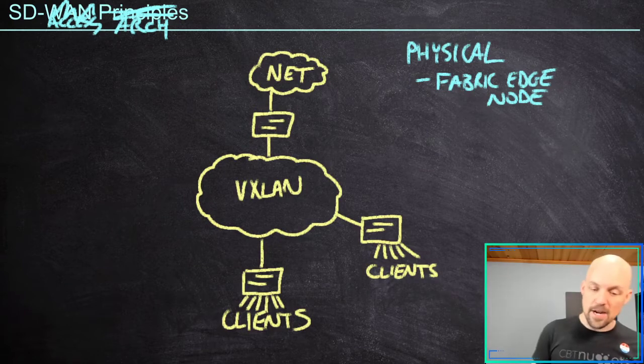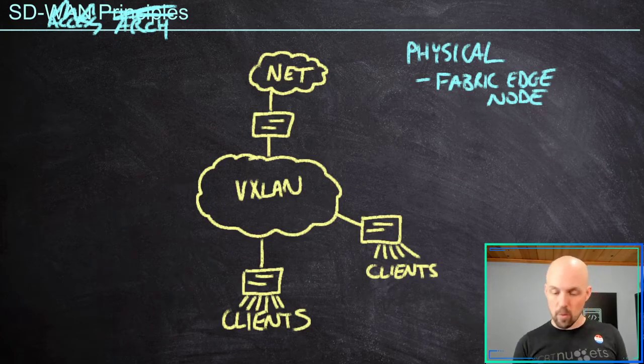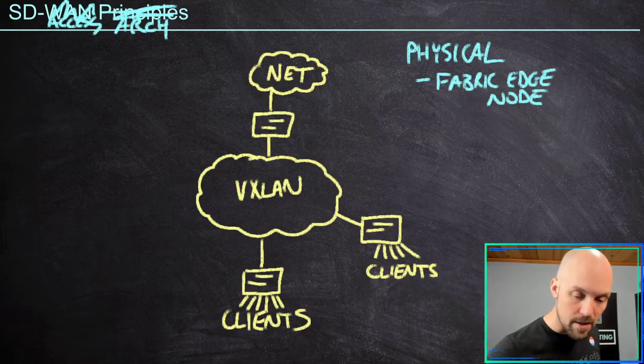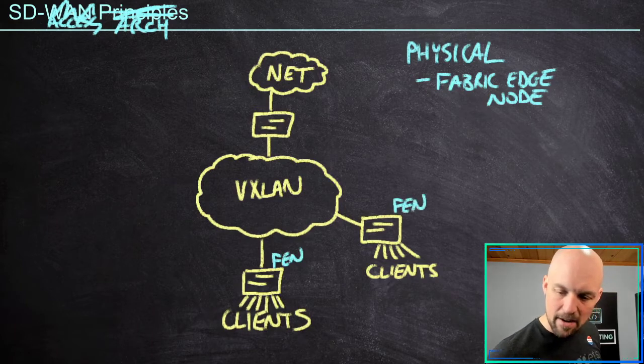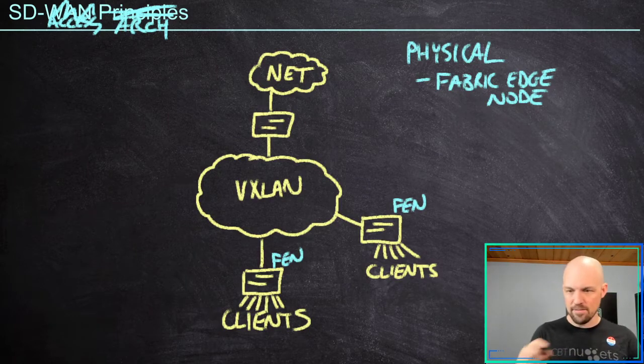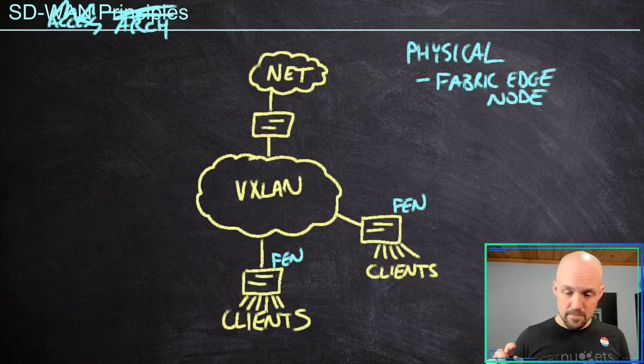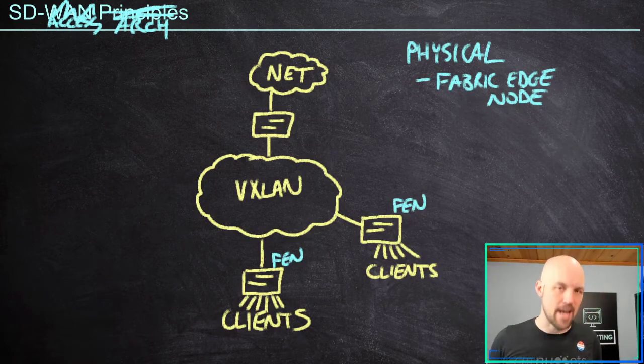When I look at this diagram and see two switches connected to this network with clients hanging off of them, these are going to be fabric edge nodes. I'm writing FEN, F-E-N, for Fabric Edge Node. I've never seen that as an official abbreviation, so don't get too excited by that. I'm just marking it down without having to write the whole thing out. So we've got fabric edge nodes at the edge, and it's where our clients connect.